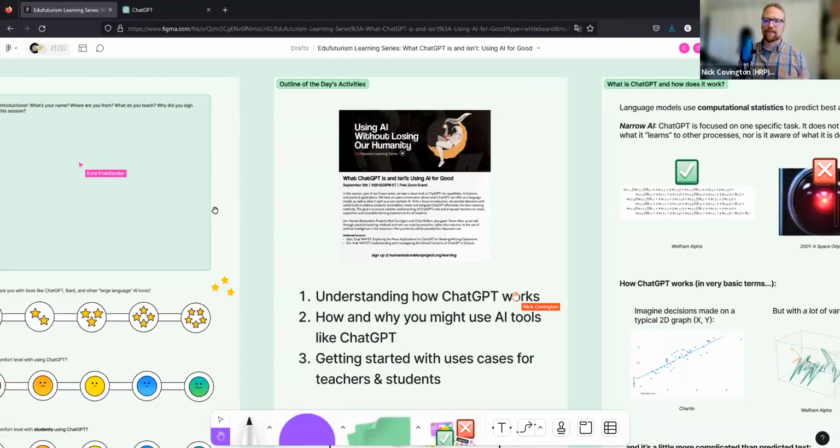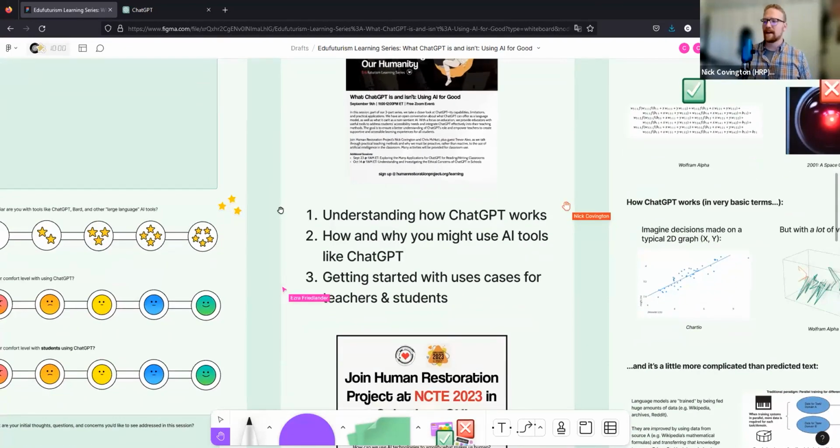We'll try to tackle three big things today. First, how does it work? We'll try to demystify and deconstruct the large language models that ChatGPT and other AI models use. Second, how and why you might use tools like ChatGPT in a classroom context, and we'll actually get you using them and walk through some use cases for teachers and students alike that will support your practice, help get students thinking critically about using AI, and incorporate it in new and interesting ways, in proactive rather than reactive ways.